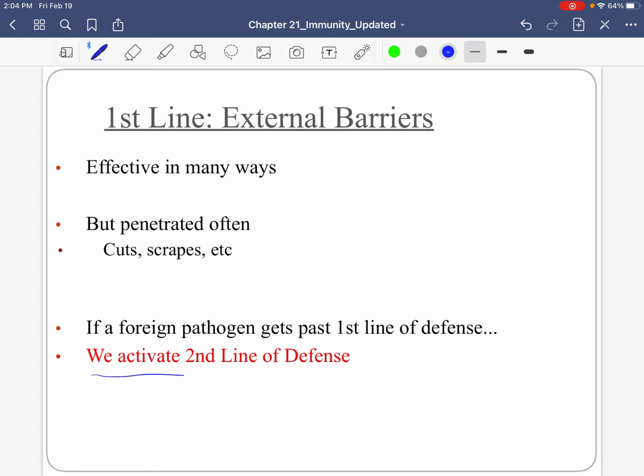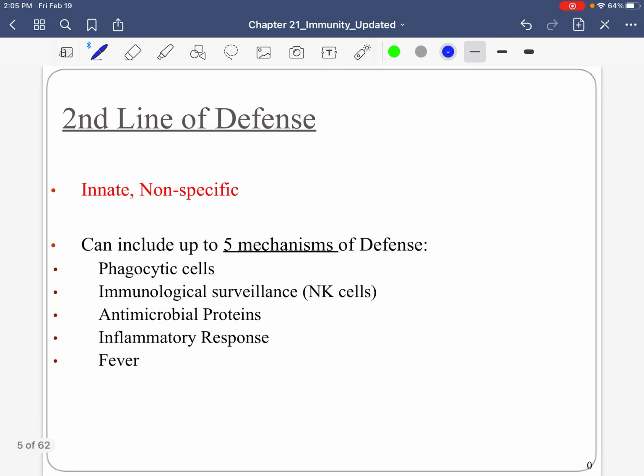And when they do, we will activate our second line of defense. So here we go. Our second line of defense, just like our first, is innate. Either we're born with it or we produce it naturally as a part of maturation.